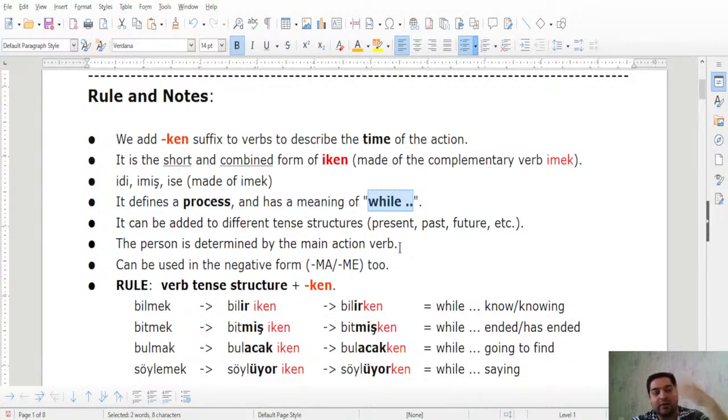I can't think of examples where it might be different, but it usually means while, okay? While something is still continuing, while something is in a specific condition. So that's basically what it means. While going, while doing, while having gone, while being about to do something, okay? So it's all while, -ken.